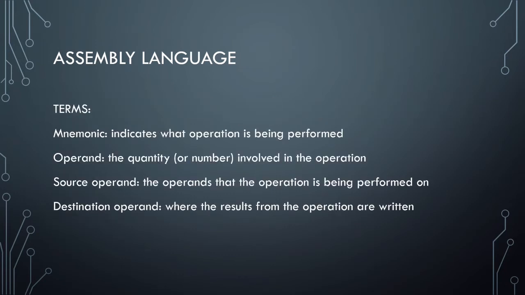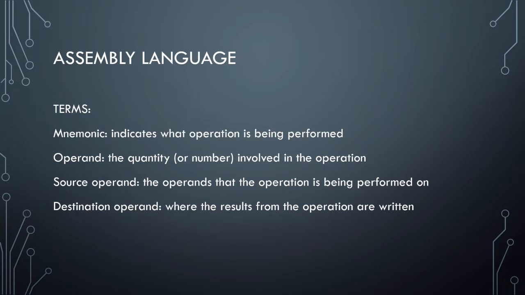As we work with assembly language, it's important to become familiar with a couple different terms. The first one is a mnemonic. The M is silent, so it's a mnemonic, and that just indicates what operation is being performed. So that could be synonymous with the word command. Essentially, it's going to tell you what's being done. And then we have operands. So that's the quantity. It could be a number or some sort of other variable that we're performing the operation on. And then within that, we have source operands and destination operands.